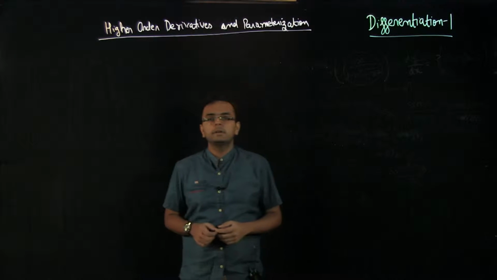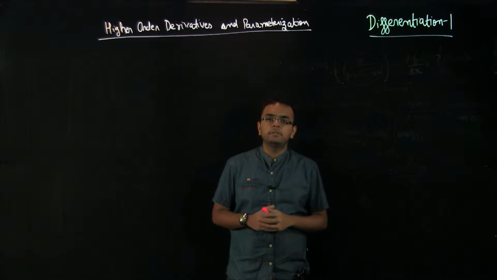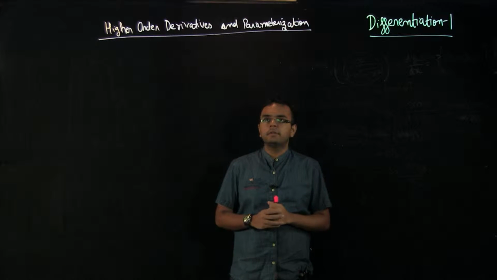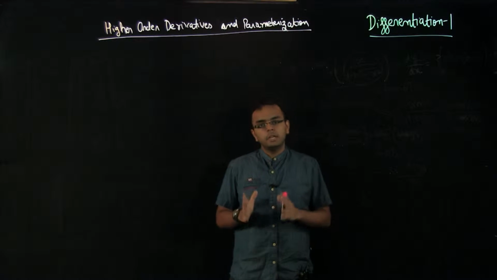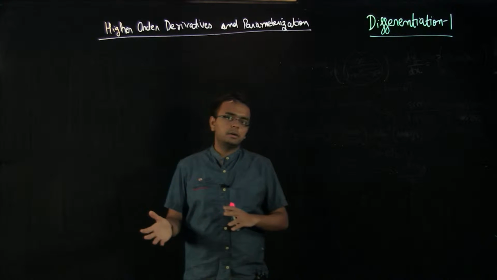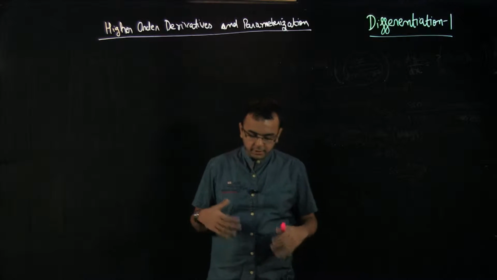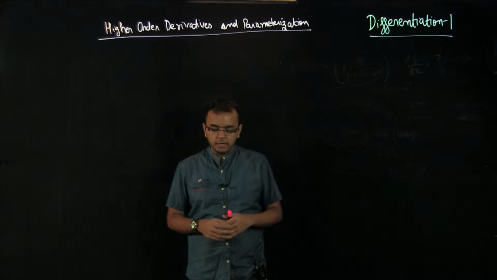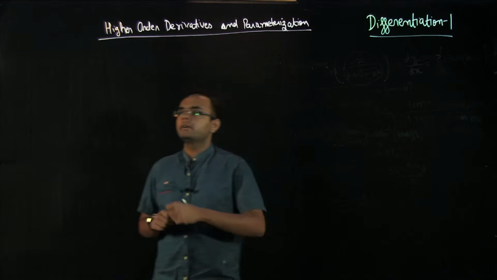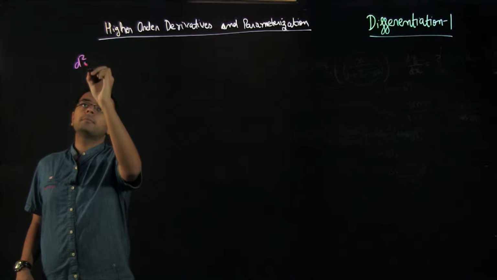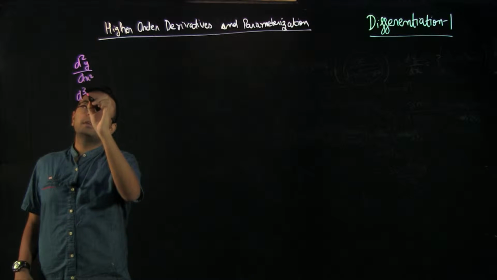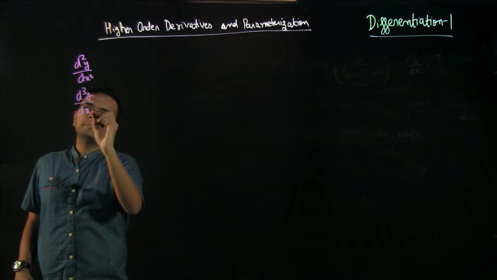Hi everyone, this is the final video in the series of differentiation 1 topic, and this video will talk about higher order derivatives and parameterization. So till now we have seen problems of dy by dx, d f(x) by dx, but we haven't really gone into higher order derivatives. And higher order derivatives mean that you will see things like d square y by dx square, d cube y by dx cube, and things like that.